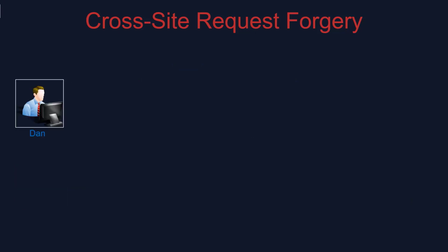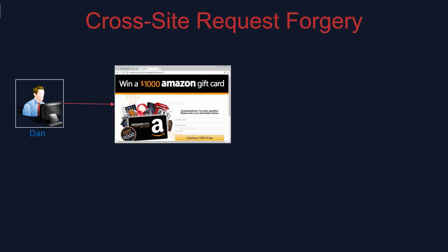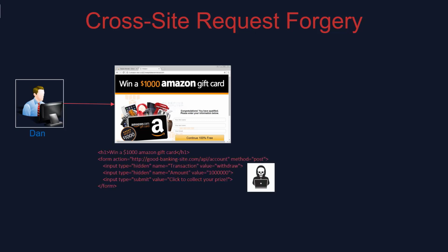So let's assume Dan is surfing on his computer, but this time he comes across a malicious website. Let's say he got an email and he opened this email with this malicious website. Here the website is asking for some details and it is displaying that you won an Amazon gift card. So Dan gets excited and he goes there and enters his information. But you can see that they have a hidden attribute in this bad website where they are going to his original banking site when the user posts the data.